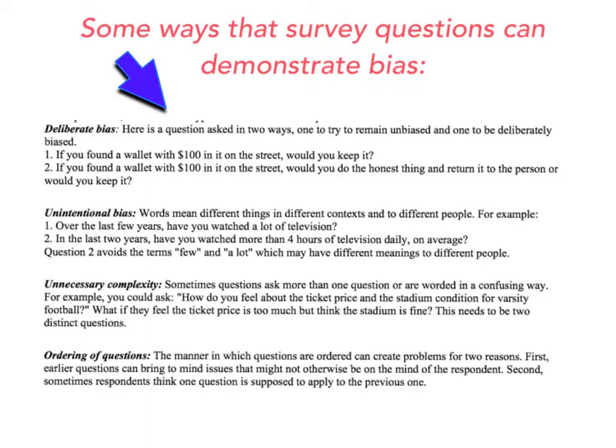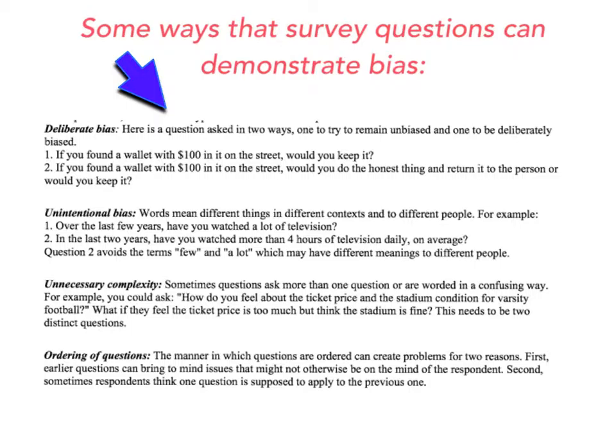Second type I wanted to discuss was unintentional bias. Words sometimes mean different things when they're put in different contexts and to different types of people. For example, number 1, over the last few years, have you watched a lot of television? All right, number 2, the question asked a different way. In the last 2 years, have you watched more than 4 hours of television daily on average? Now, question 2 avoids the terms few and a lot, which may have different meanings to different people.